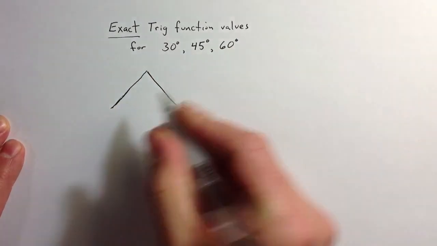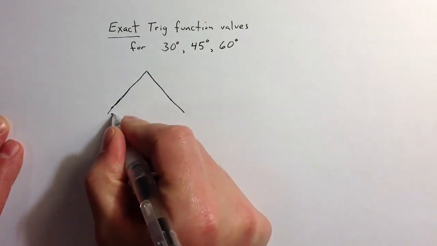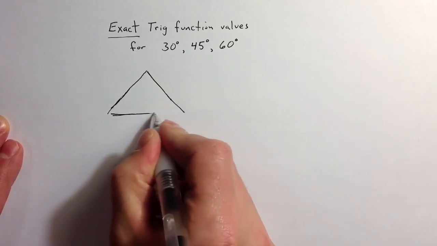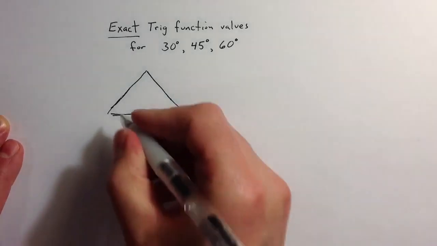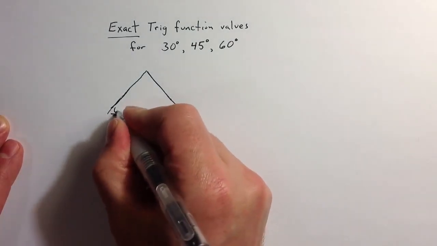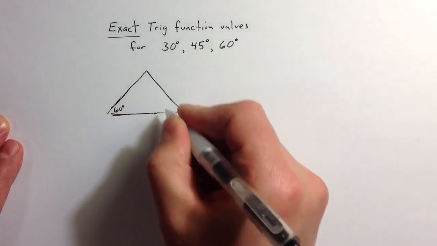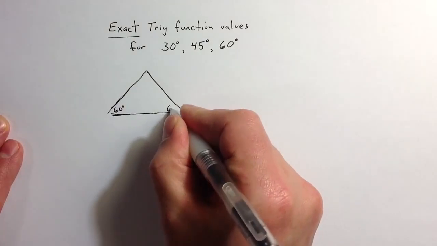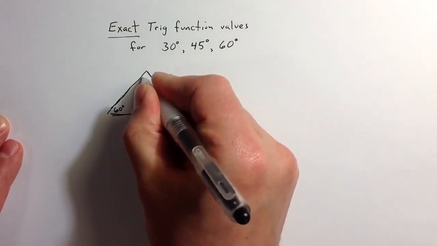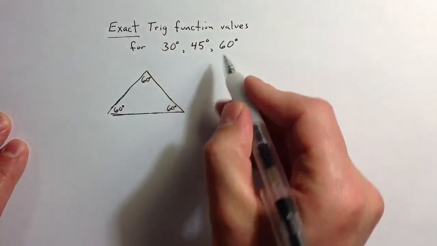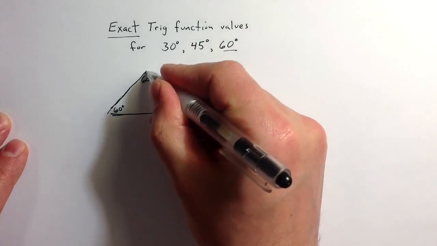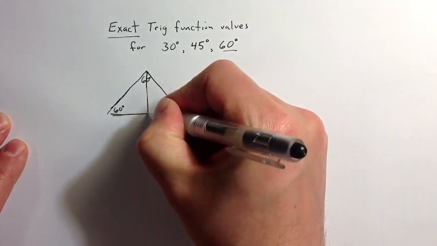So let me explain the situation here. Suppose we have an equilateral triangle. An equilateral triangle has three angles of 60 degrees each. All the angles are the same, and because they have to add up to 180, if we divide 180 by 3, we get 60. So 60 appears in this special geometric figure.